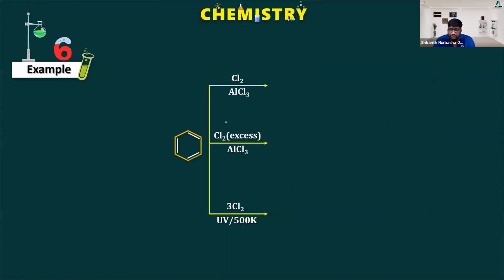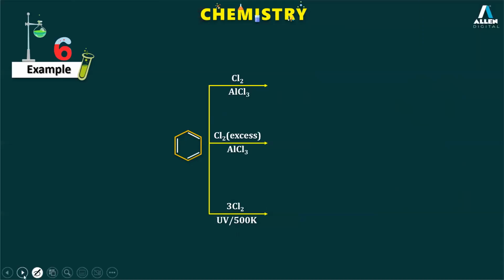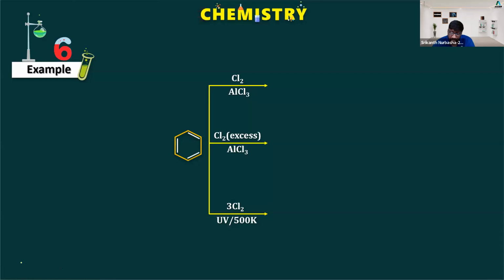Try to solve this last question. You have treated benzene with Cl2 in the presence of AlCl3, with excess Cl2 and AlCl3, and with Cl2 in the presence of UV at 500 Kelvin. What is going to happen in all cases? Cl2 in the presence of AlCl3 with benzene, what will happen? Chlorobenzene will be obtained. That is very simple, a halogenation reaction. With excess Cl2 and AlCl3, at every carbon atom the substitution is going to happen. You will get hexachlorobenzene, C6Cl6.